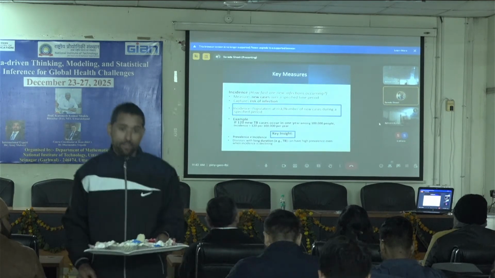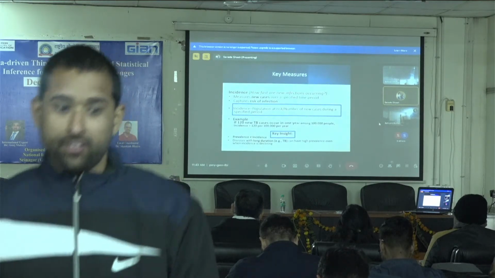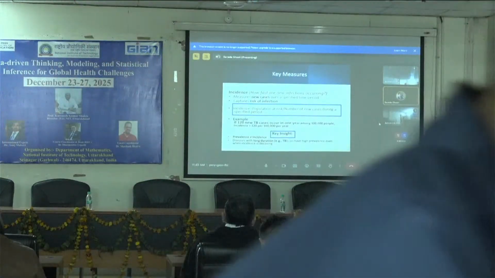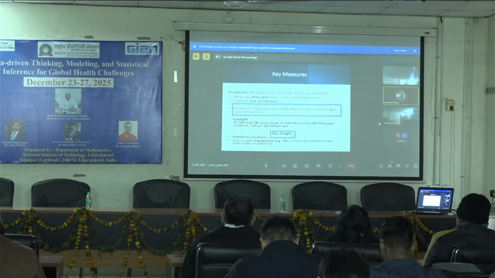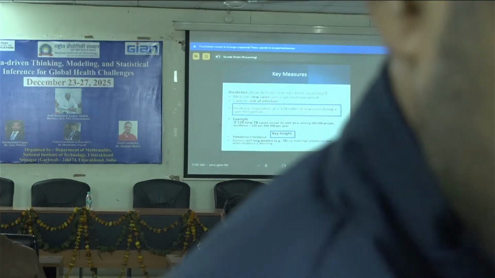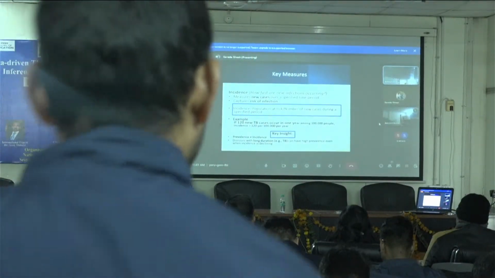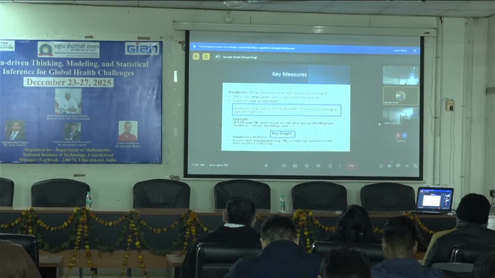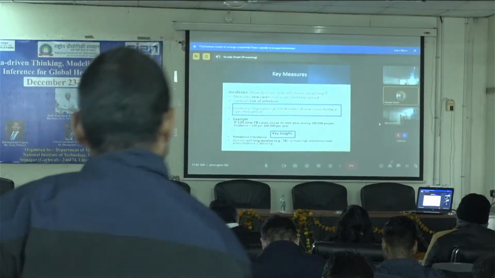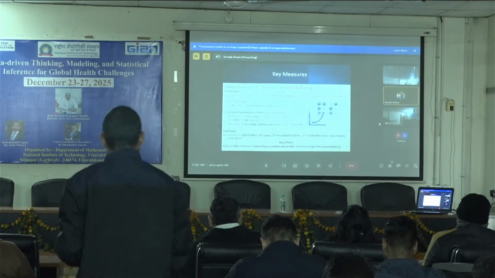Here the key insight is prevalence is not equal to incidence, because a disease with long duration can have high prevalence even when incidence is declining. So prevalence is the proportion, how many people are affected divided by the total number of people, and incidence is the number of new cases divided by the population at risk.